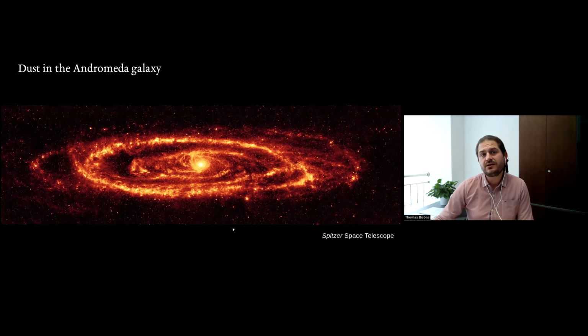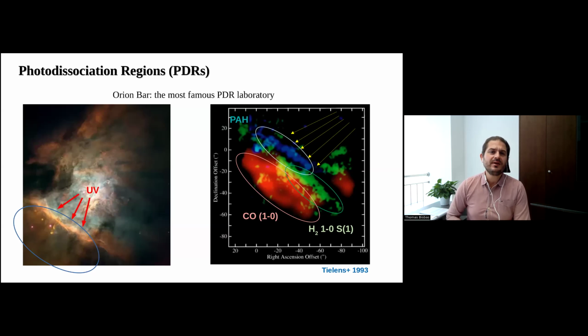And this is the Andromeda galaxy as seen with the Spitzer Space Telescope. And this is the emission of these interstellar dust particles in front of your eyes. So if we focus mostly on PDRs, this is the Orion Bar. It's probably the most famous PDR laboratory here because of the relative angle that we have with us, the observers.